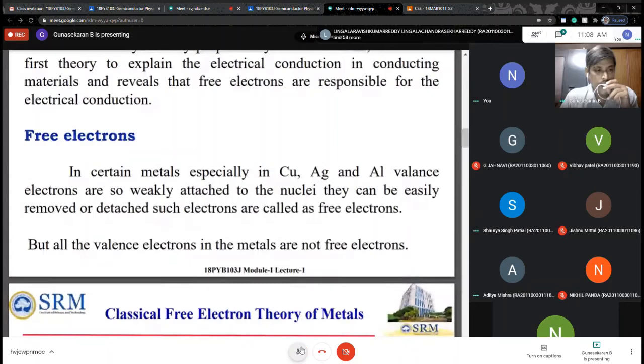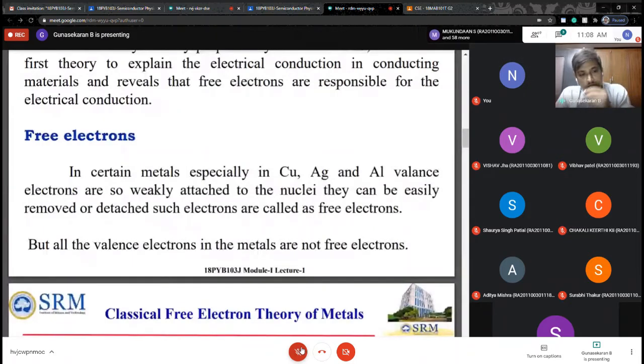In all these cases, there are valence electrons. For example, take aluminum, 13. Yesterday we saw sodium, 11, which is 3s1. For aluminum there are 3 valence electrons coming from the M shell, so 8 plus 3 valence electrons. These valence electrons are weakly attached to the nucleus, so they can easily be removed.